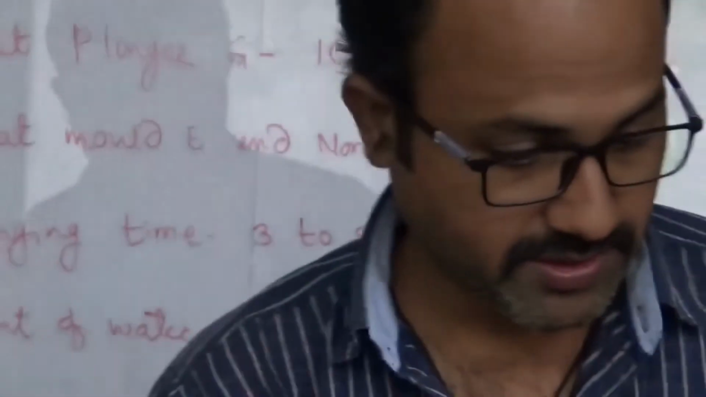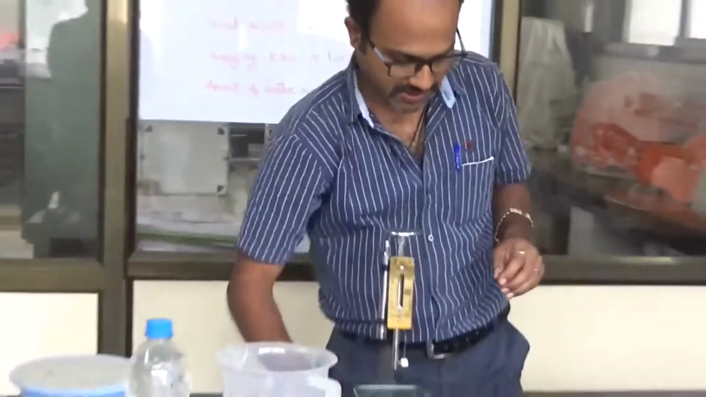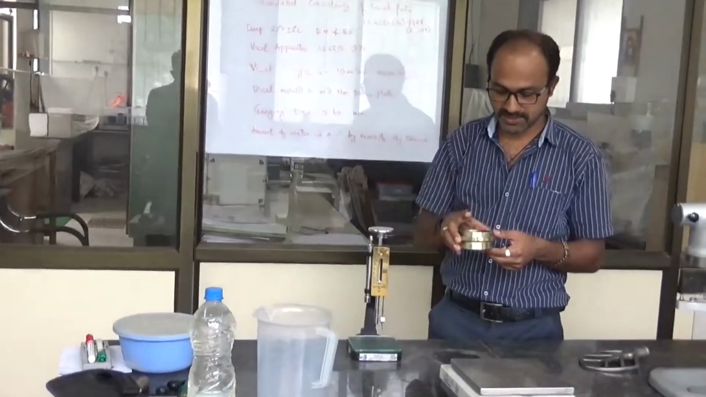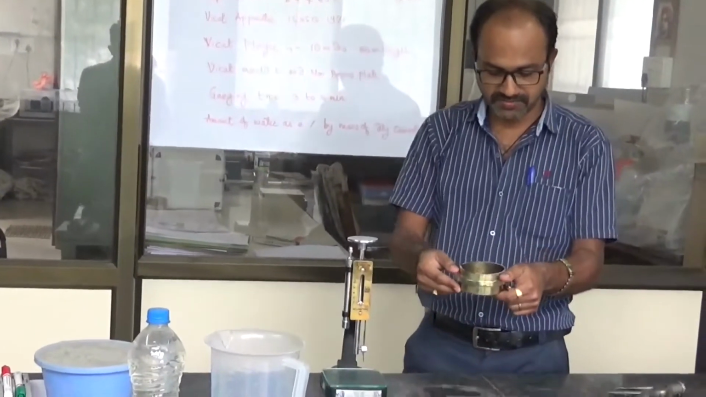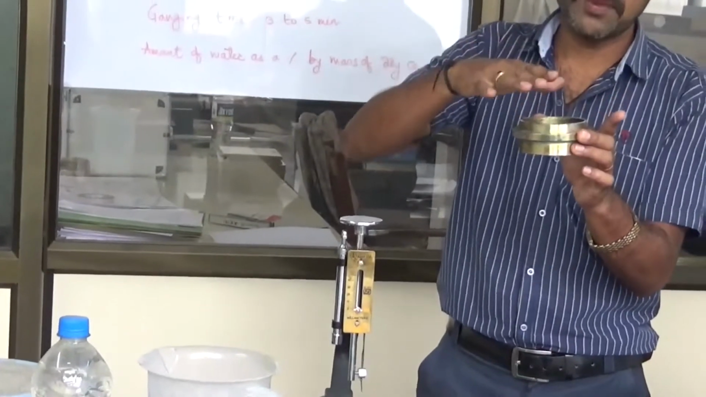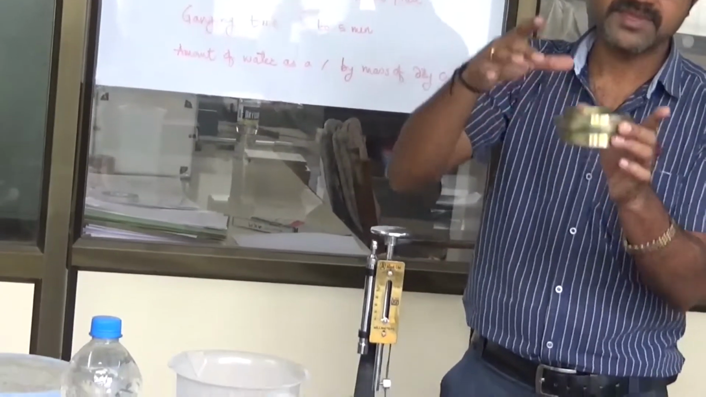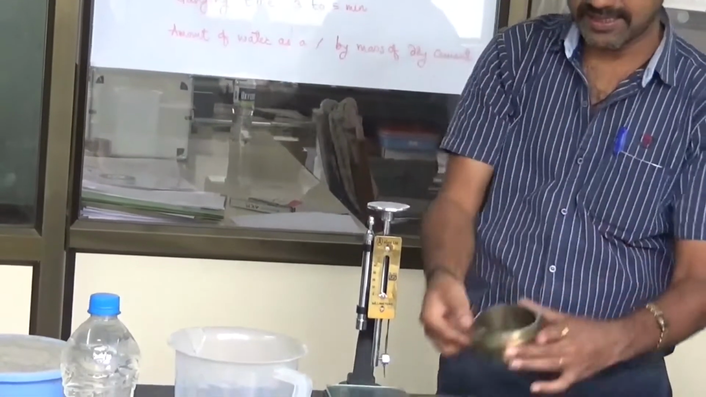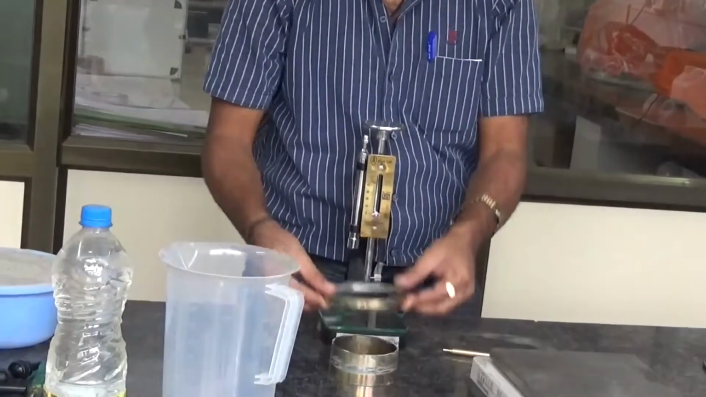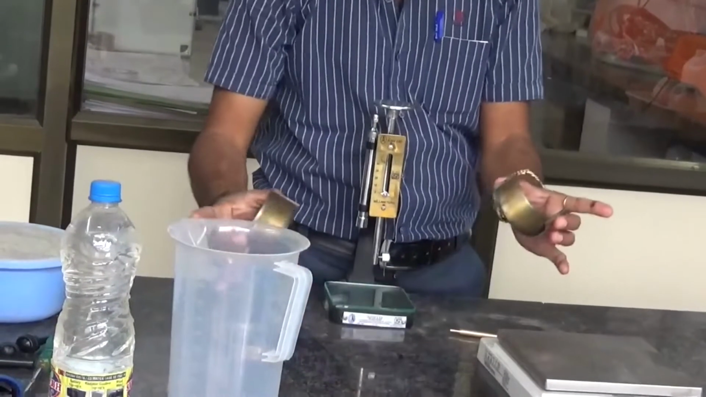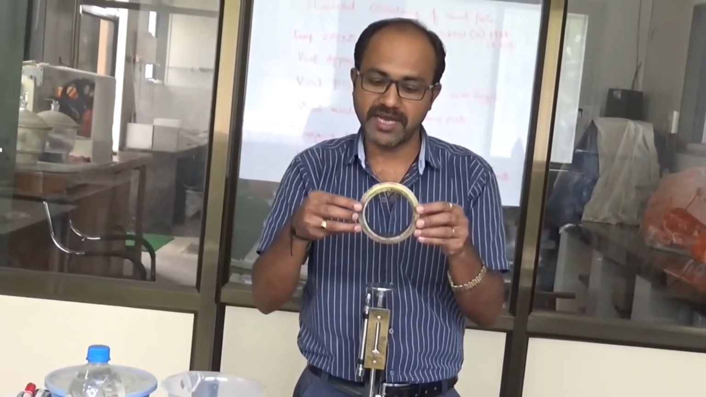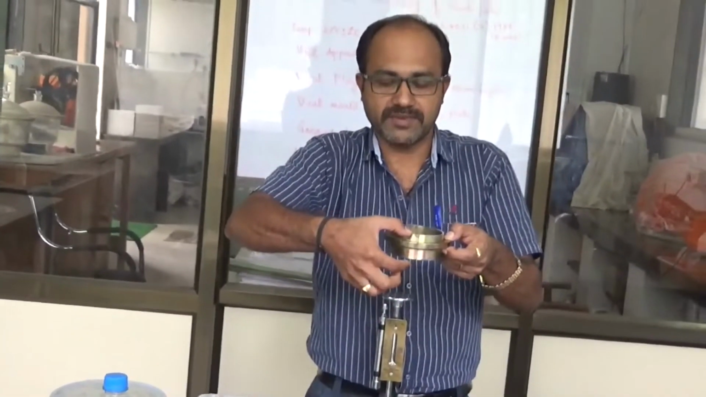And for this we are going to use this Vicat mold. This is the Vicat mold that we are going to use. We are going to fill the cement paste in this Vicat mold. This is a detachable Vicat mold, so we can detach it. The diameter is 80 mm and the height is 40 mm.